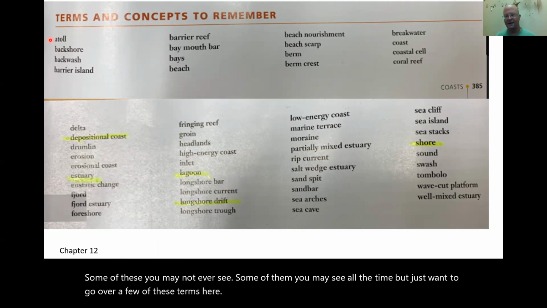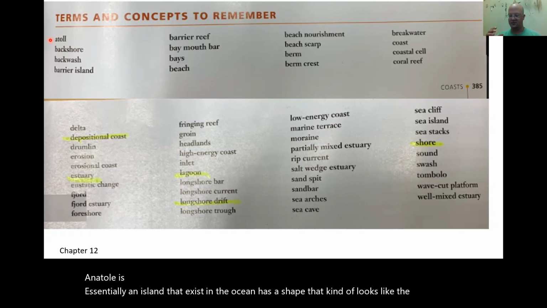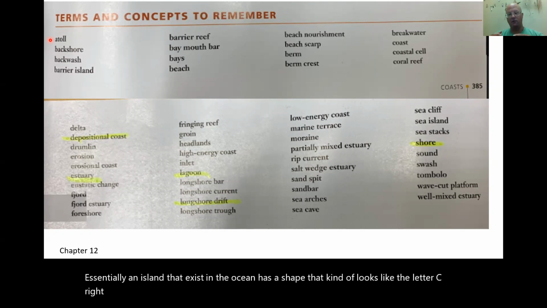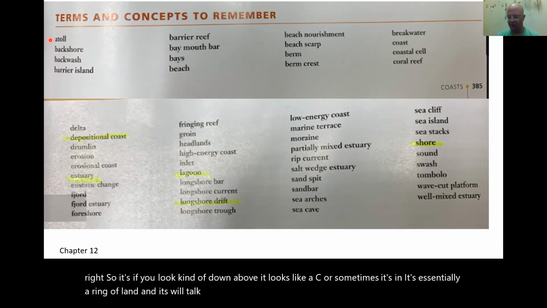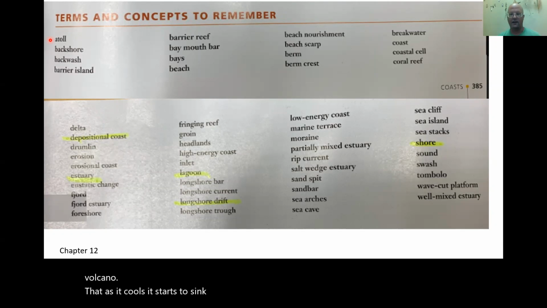An atoll is essentially an island that exists in the ocean. It has a shape that kind of looks like the letter C, right? If you look down from above, it looks like a C, or sometimes an O. It's essentially a ring of land, and we'll talk about how it's formed, but briefly, it's from a volcano that, as it cools, starts to sink, and what's left at the surface is the atoll.